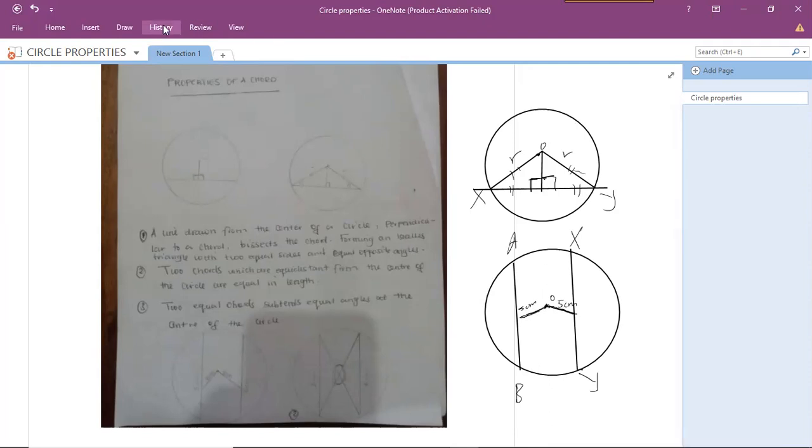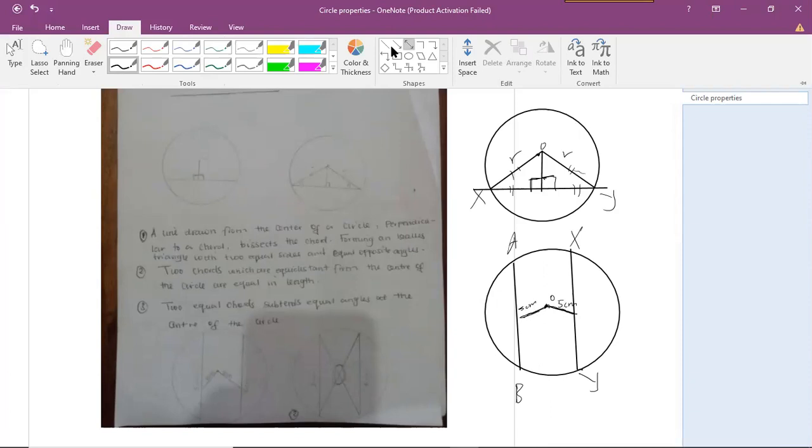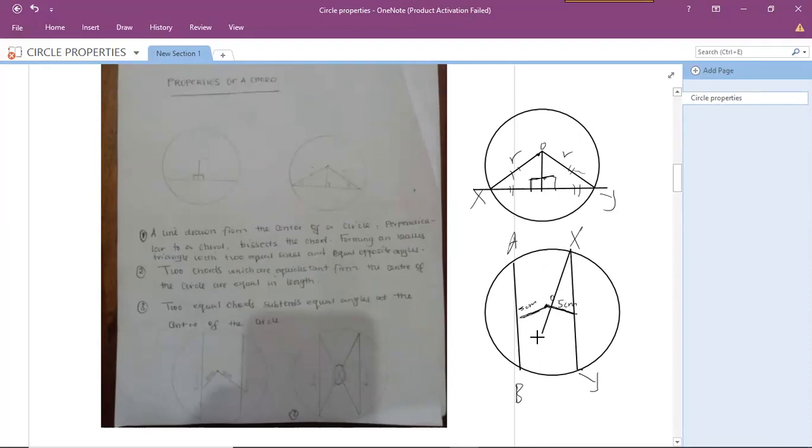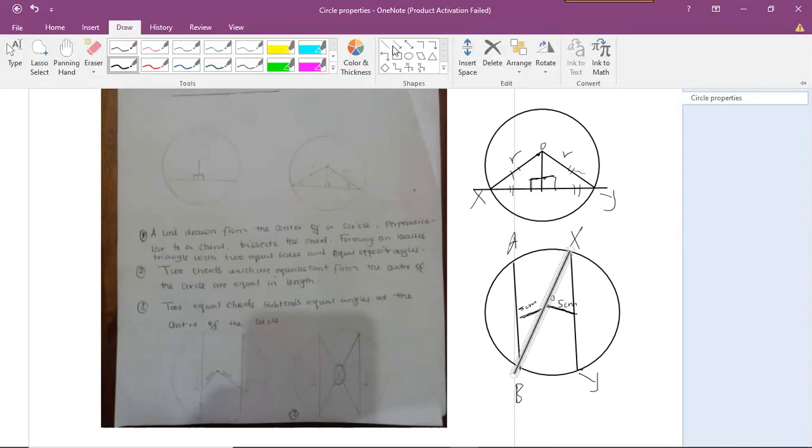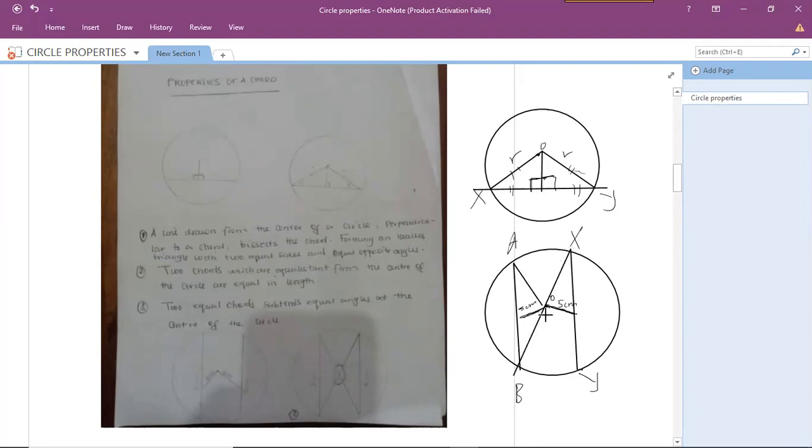So if we decide to make angles, from that point passing through the center to that point there, and we draw another line from that point passing through the center to that point there, these angles there are going to be equal. So two chords that are equal in length subtend equal angles at the center.